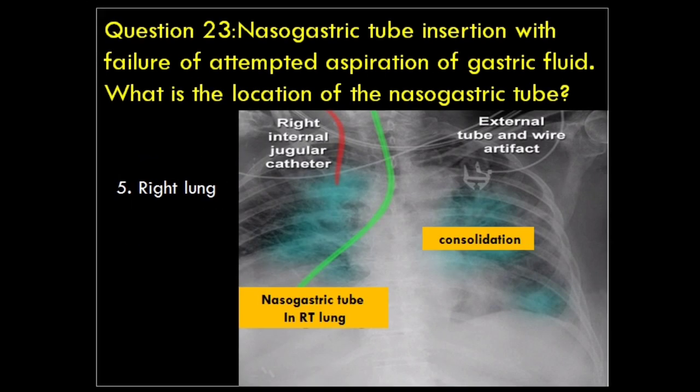The correct answer is right lung. Feeding through a misplaced nasogastric tube is considered a never event. This nasogastric tube has passed into the right lung. Feeding in this position carries a high mortality risk. Note the external wires, the right internal jugular catheter, and the bilateral parahilar and left lower zone consolidation.